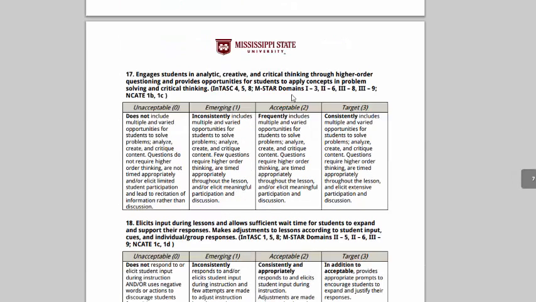Engage students in analytical, creative, and critical thinking. Elicits input during lessons and allows sufficient wait time. Wait time is something that many teachers have issues with, and wait time is just taking a breath during the lesson. And that's the best way I can describe that.